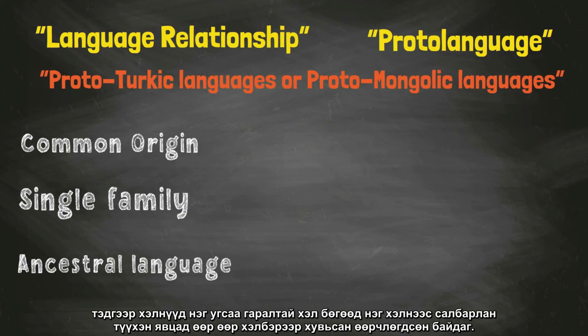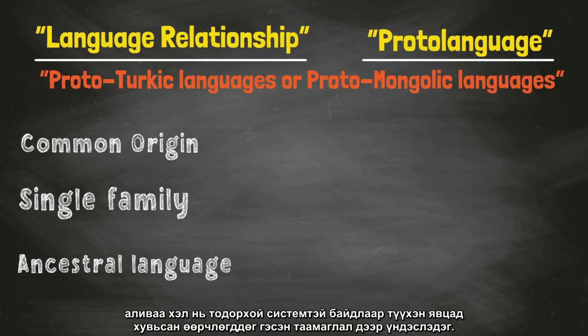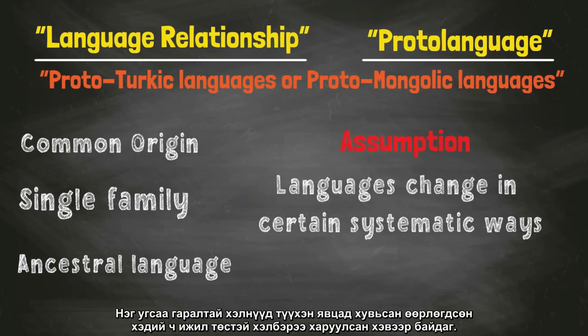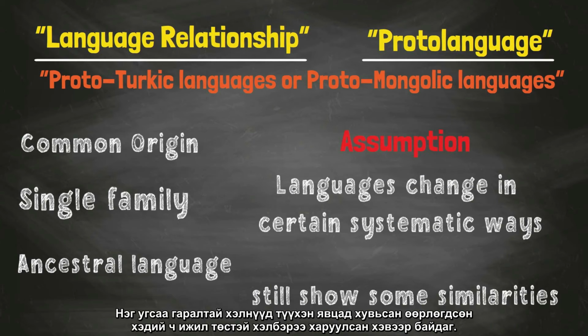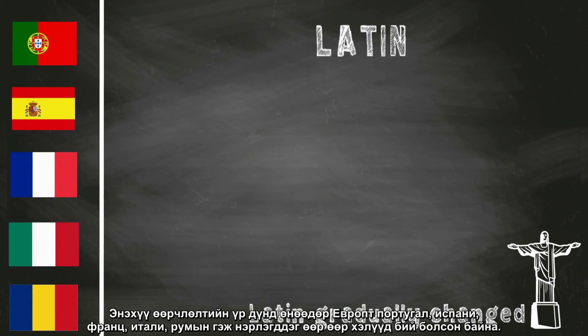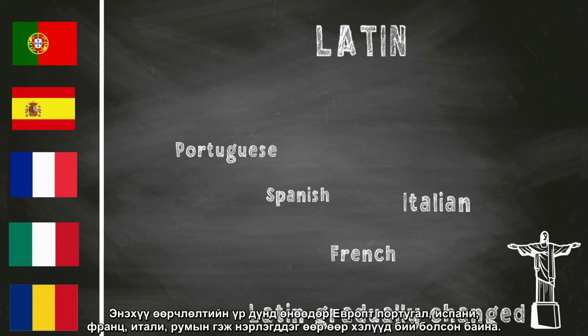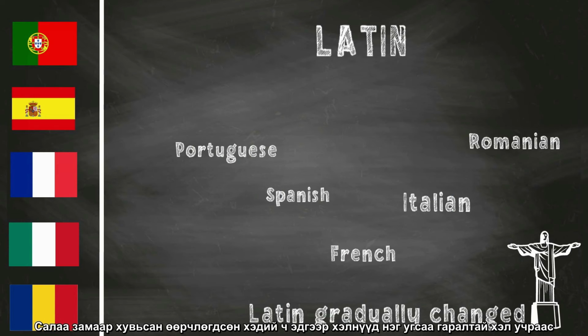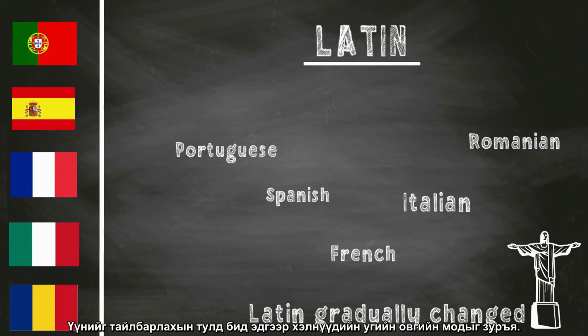So, the concepts of language relationship and proto-language both rest on the assumption that languages change in certain systematic ways. But the related languages or proto-languages still show some similarities despite their changes that have gone through various ways. For example, Latin was the language of most of Western Europe at the time of Christ. However, as the centuries passed, Latin gradually changed in its spoken form in different parts of Europe in different ways, in what is now Portugal, Spain, France, Italy, and Romania. The eventual result of this change was that there are different languages in Europe today called Portuguese, Spanish, French, Italian, and Romanian. Despite the diverging changes, these languages are all similar to some extent, because they all go back to a common ancestor. In this case, we can draw a family tree to describe the situation, and here the proto-language actually has a name, Latin.